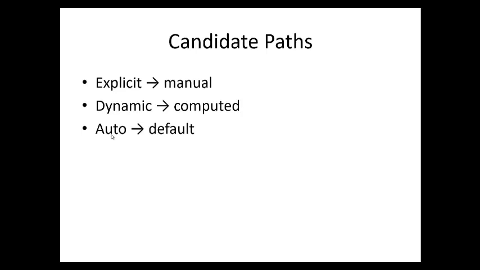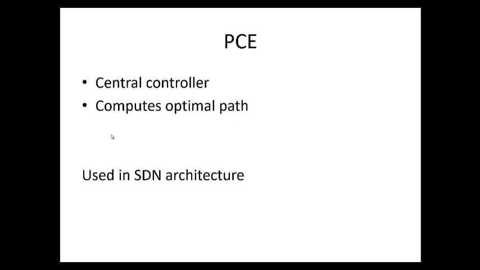Whereas we also have the explicit option, where we tell manually this is the exact path it needs to take. So three path options: explicit, dynamic, and auto. Dynamic and auto work together. Okay, we also have a controller. So you don't need to write any path manually. That's what I want to say.